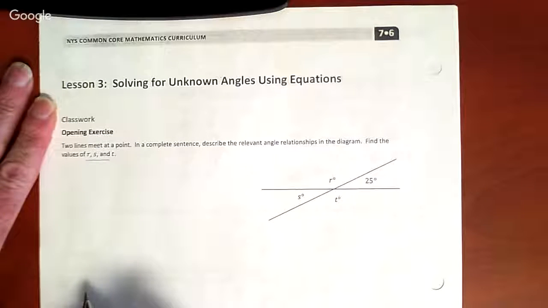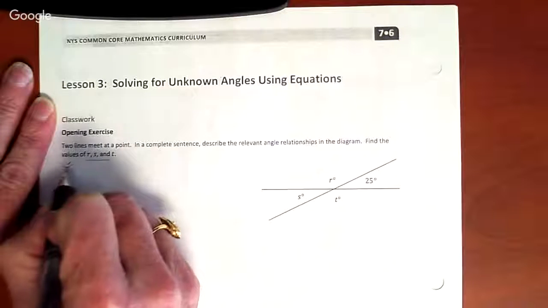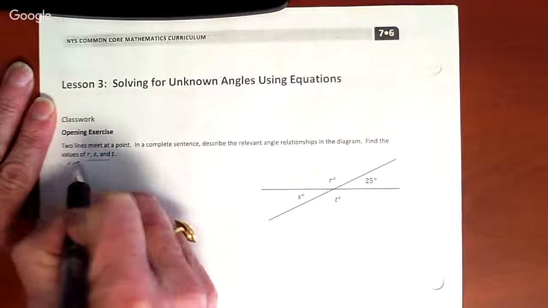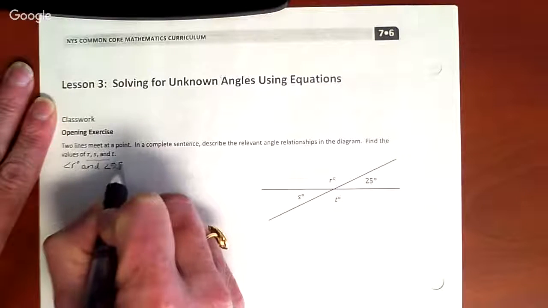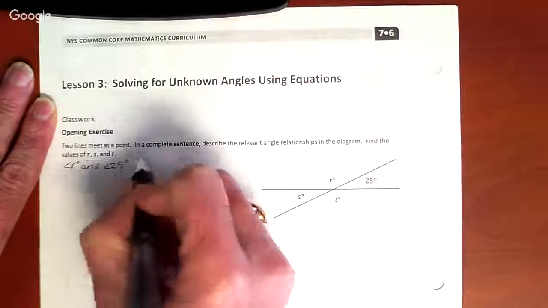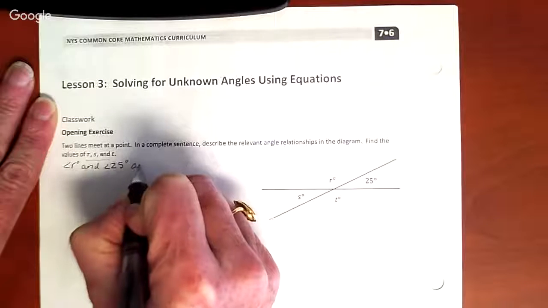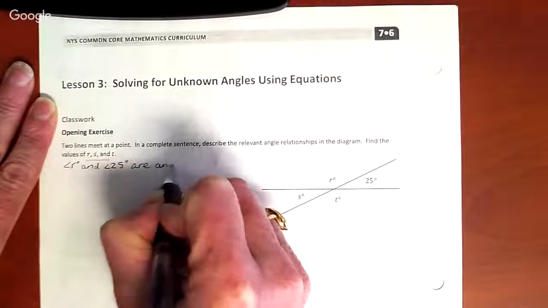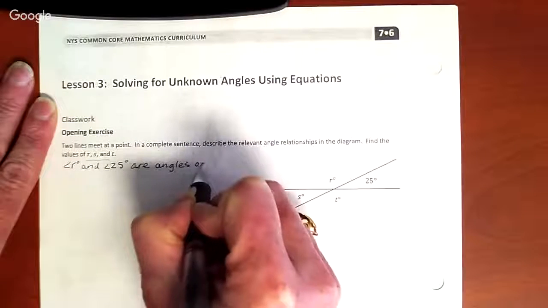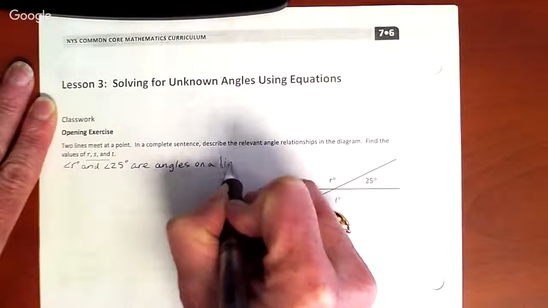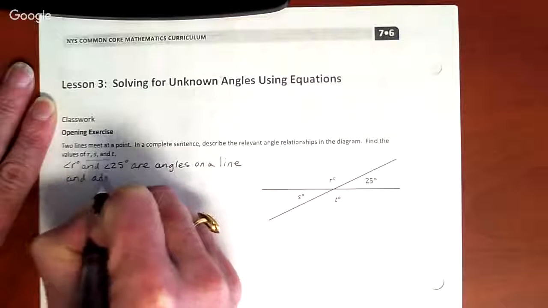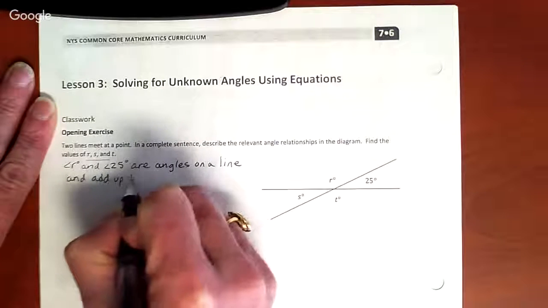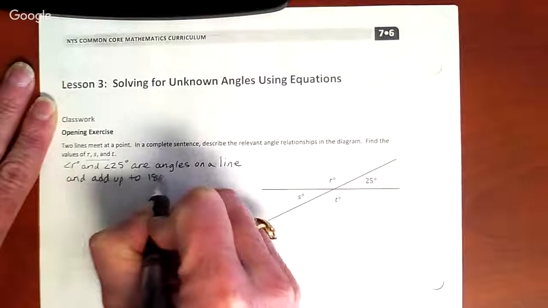Well, the first relevant relationship is angle r degrees and angle 25 degrees, r, angles on a line and add up to 180 degrees.